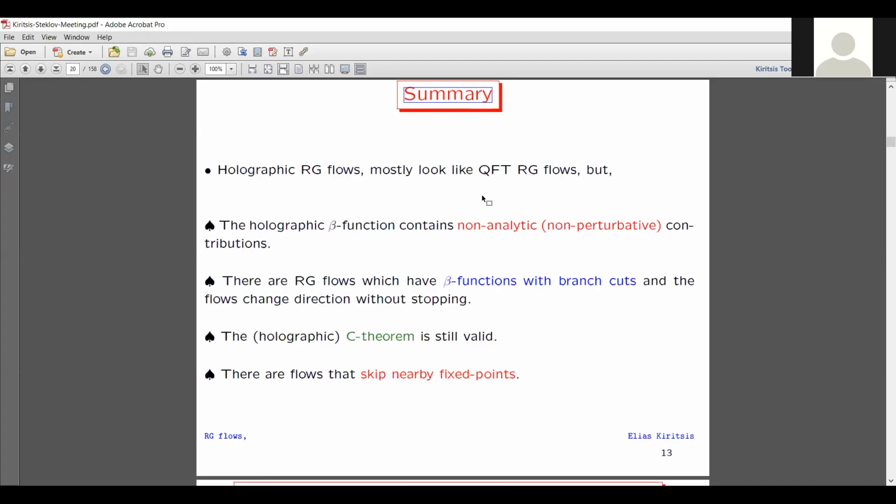So let me summarize so far what we found, and this applies to holographic quantum field theories that are defined on flat space. We found that holographic RG flows mostly look like standard regular QFT renormalization group flows, but the holographic beta functions contain non-analytic and therefore non-perturbative contributions. We found that there are RG flows which have beta functions with branch cuts, and in this case, the flow direction changes without stopping. We found that the holographic C theorem is always valid, and we found that there are flows that skip nearby fixed points.